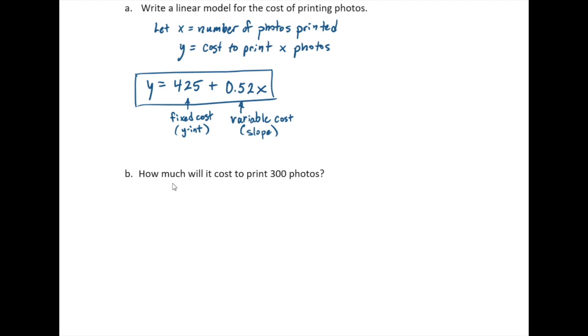Next, we're asked how much it will cost to print 300 photos. So we'll use our linear model with an x value equal to 300 for the number of photos. Here I've substituted an x value of 300, and now we can evaluate this expression using our calculator. This comes out to 581. And for an application, we should write this in words and include units. This says that y is equal to 581 when x is equal to 300. So it cost $581 to print 300 photos.